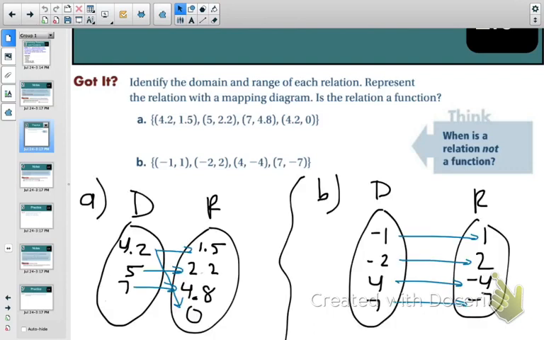Alrighty, so your diagram should look like this for A. You've got 4.2 going to both 1.5 and 0, and then 5 and 7 going to 2.2 and 4.8. So this one is not going to be a function because your domain of 4.2 is going to 2 ranges. So that's not okay. Not a function.